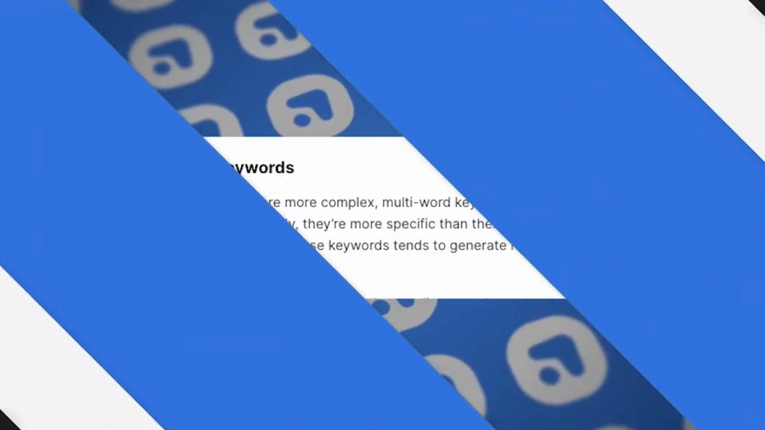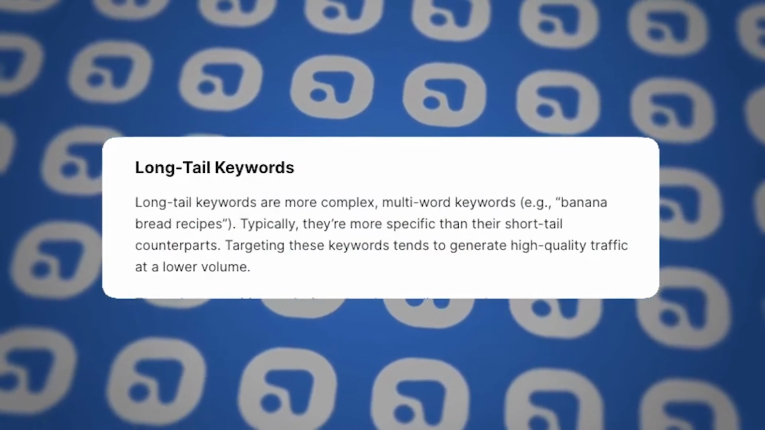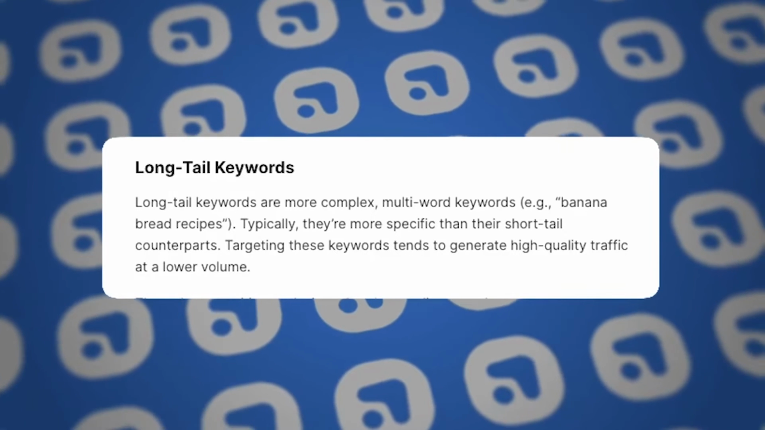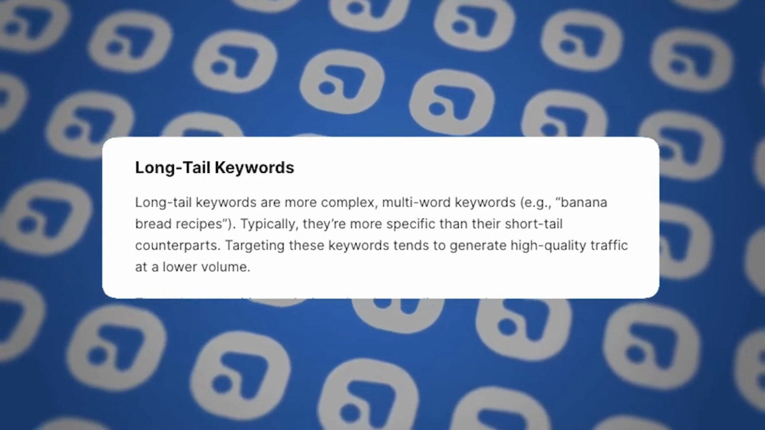And here's an explanation for what long tail keywords are. Long tail keywords are more complex. They're multi-word keywords. Example, banana bread recipes, which is obviously way more specific, but also includes the generic banana. Typically, they're more specific than their short tail counterparts. Targeting these keywords tends to generate high quality traffic at a lower volume. For obvious reasons, it's far more specific, shrinking the potential audience size, but making it far more high value because it is specific.